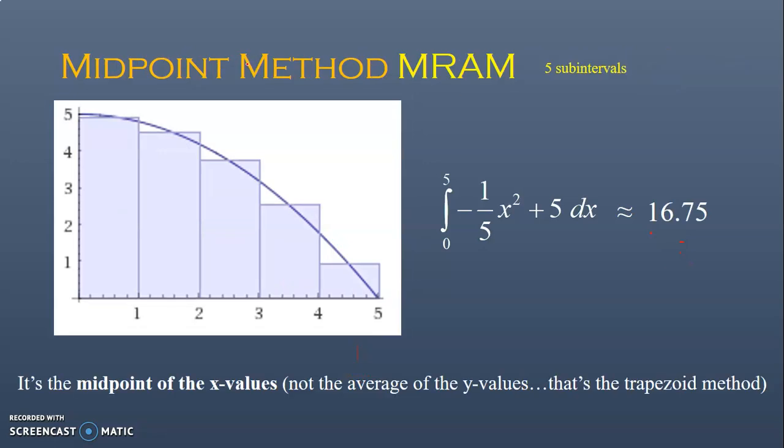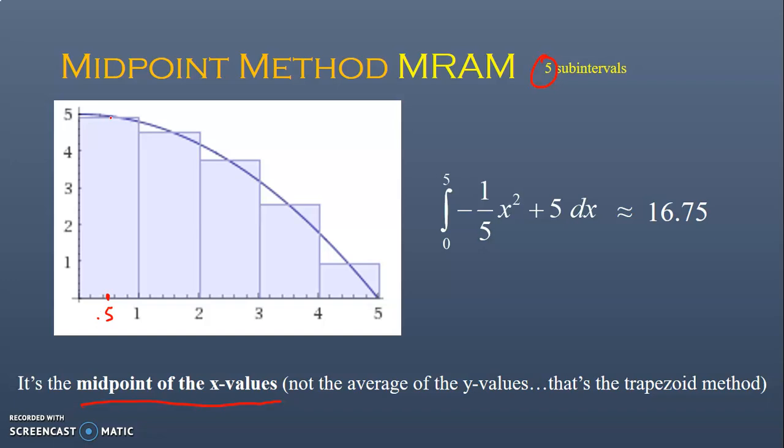The midpoint method, you just break it up into intervals again, in this case 5 intervals going from 0 to 5, so each interval has a width of 1. For the midpoint method, you don't use the point that's on either side. You take the midpoint of the x values. So halfway between 0 and 1 is 0.5.